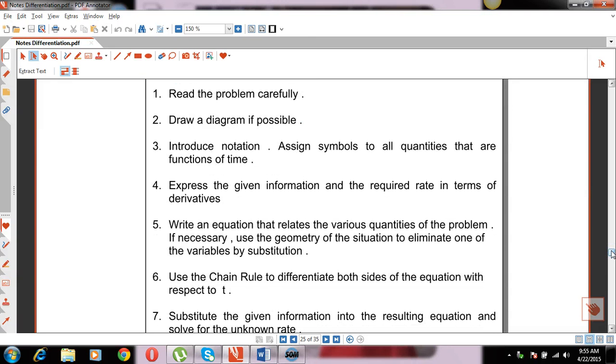First, we have to read the problem carefully. The second one is you have to draw a diagram if possible. The third one is introduce notation. Assign symbols to all quantities that are functions of time. Number four, express the given information and the required rate in terms of derivatives. And number five, write an equation that relates the various quantities of the problem. If necessary, use the geometry of the situation to eliminate one of the variables by substitution.